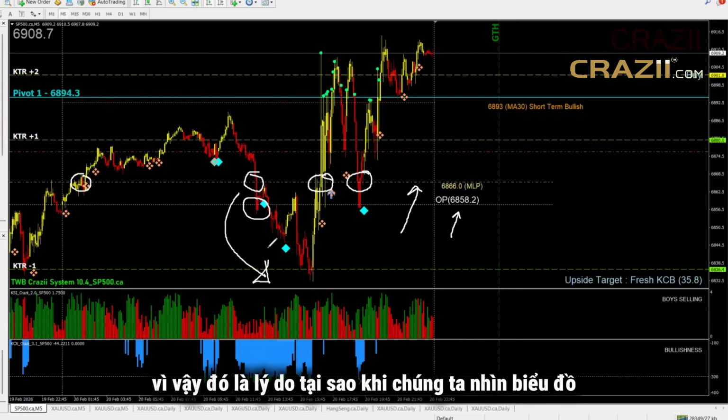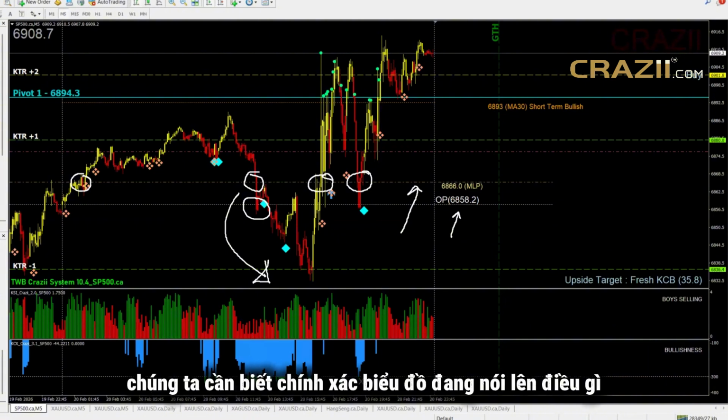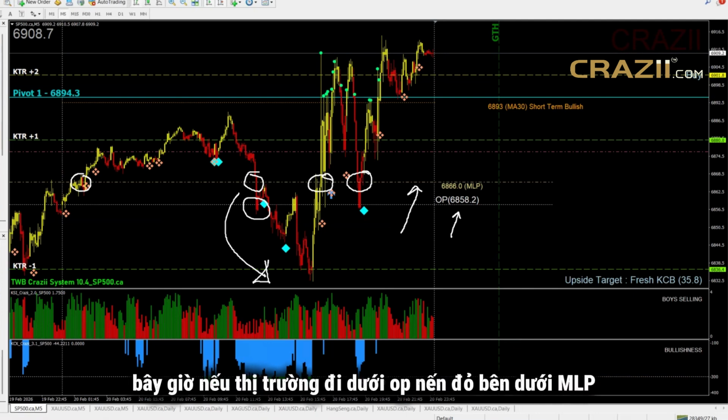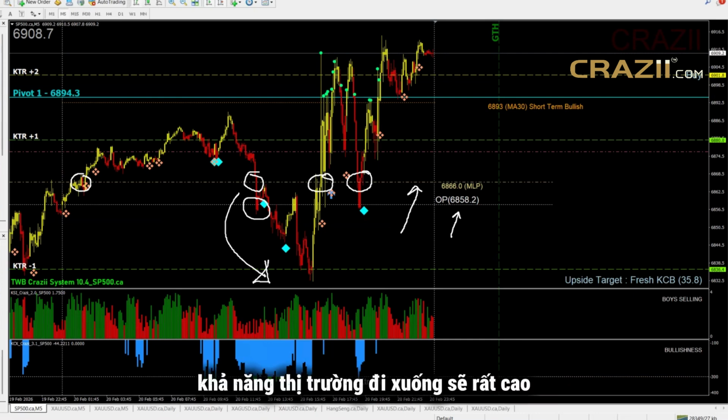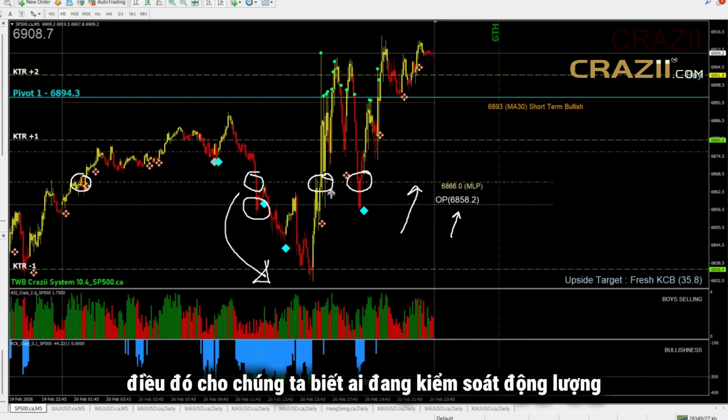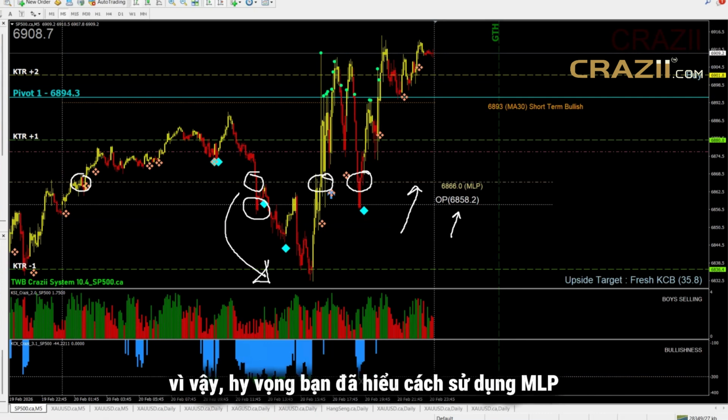So that's why when we see our chart, we need to know exactly what the chart is telling us. And from there, remember, the way to trade is: above OP, yellow candle, above MLP will be the best time to buy. Now, if the market goes below OP, red candle, below MLP, the chance of the market coming down is going to be very high. So with this, it's a precise, objective tool that tells us who controls the momentum. So with that, I hope you understand how to use the MLP. Thank you.